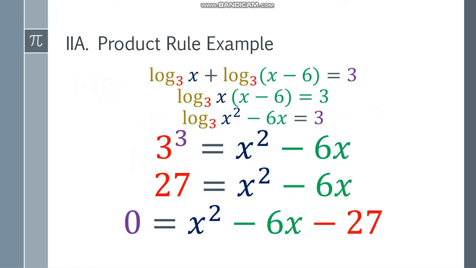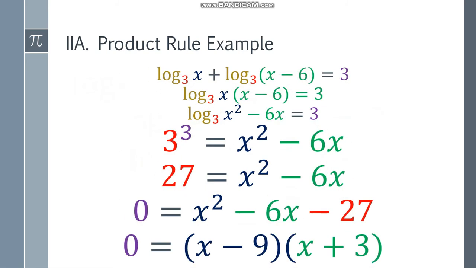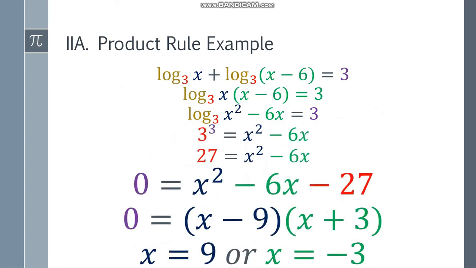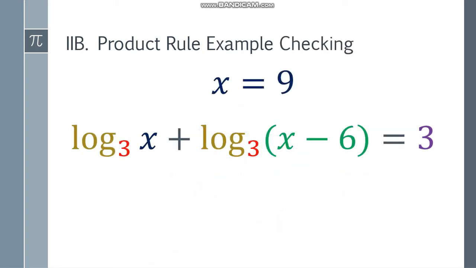Now, to find the value of x, we need to factor this trinomial. That will be the quantity x minus 9 multiplied to the quantity x plus 3. So the value of x will be x is equal to 9 or x is equal to negative 3. Now let's check. Which answer will we accept? 9 or negative 3? Let's start with x is equal to 9.